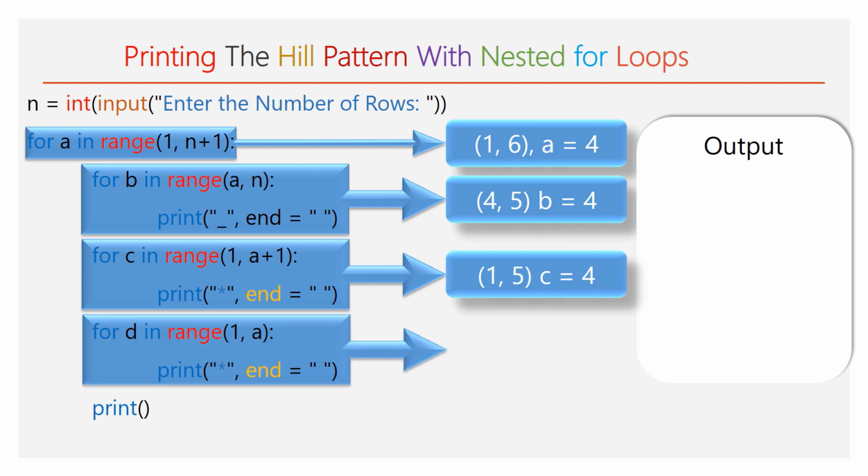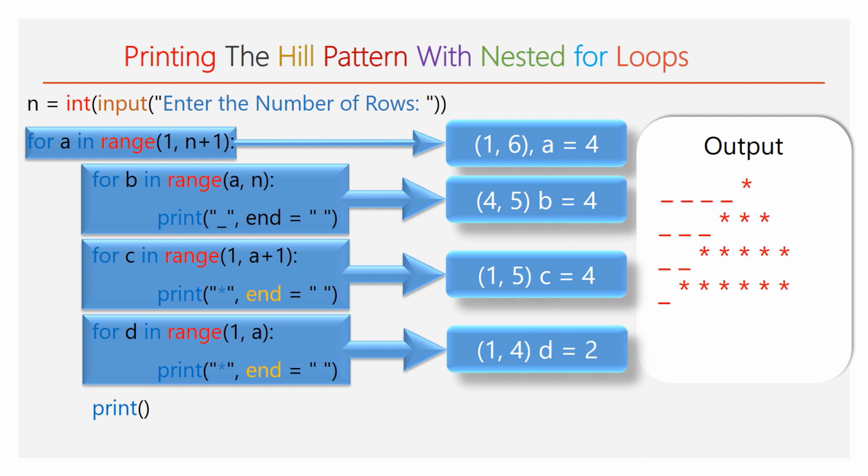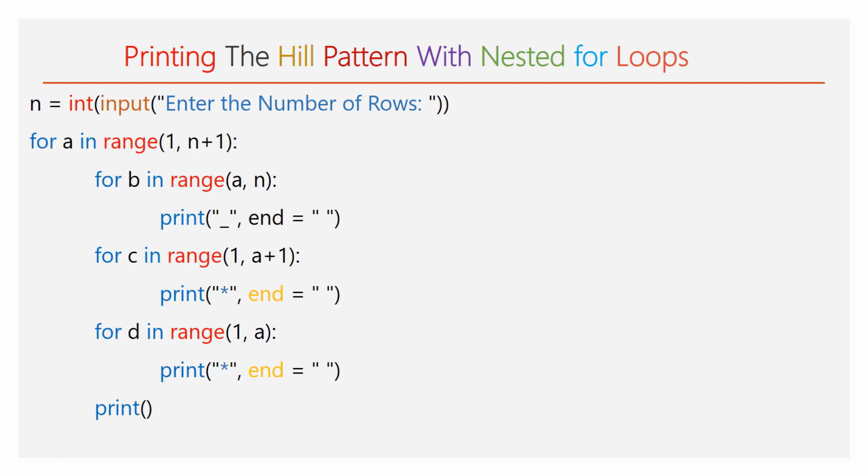Now the execution will come to third inner for loop. It will have the range 1 to 4. It will iterate for 3 times. During each iteration, one star is added. Finally, 3 stars are added by the third inner for loop. Print function is executed. The cursor will move to fifth line.